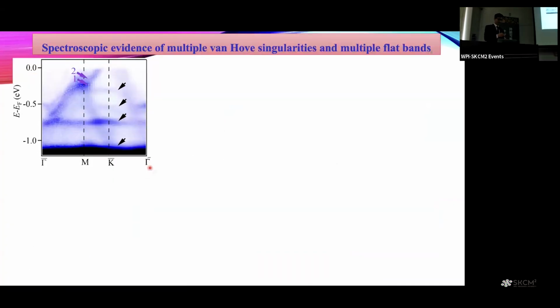So the next thing we wanted to do is take a cut along different directions. These directions are perpendicular to each other. You see the direction is from gamma to M and then M to K to gamma. So when you take this cut, what you see here is there is a saddle point. So these are the van Hove singularities. In fact, there are two van Hove singularities in this electronic band structure around 150 meV below the Fermi level. Apart from that, you see multiple flat bands, in fact 4, in this electronic band structure.